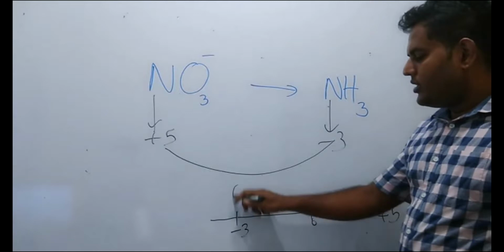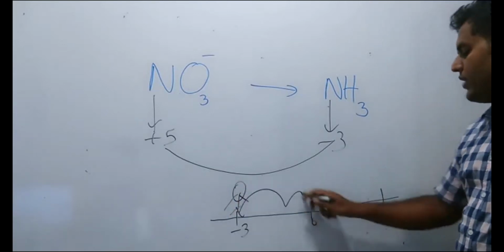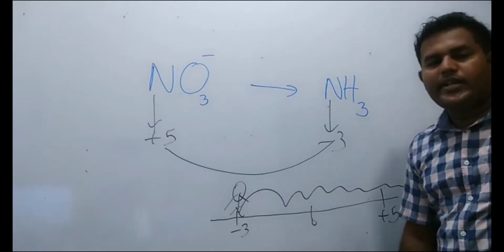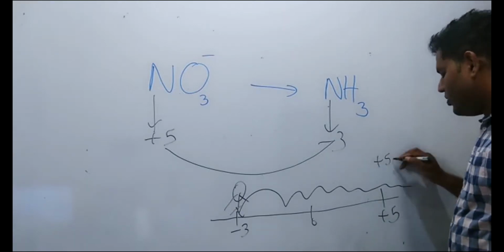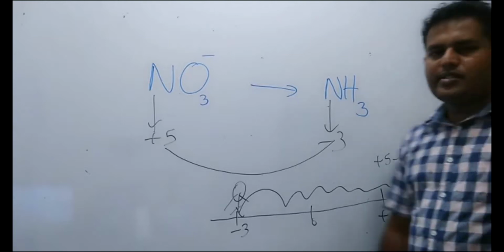Right? I mean, get this idea. From -3 to +5, if you are moving, what is the gap? Gap -3 to +5. If you want to get it in the algebraic method, +5 minus -3. The gap is 8.